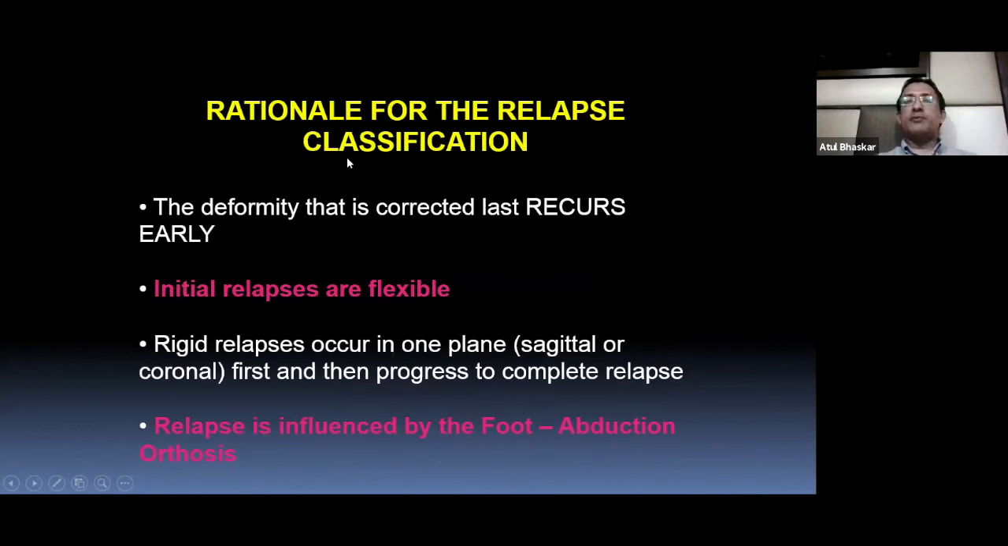Now coming to relapse, which is the way the child will present to you. Remember one thing: deformity which corrects last recurs first. So equinus, which you correct last, will recur first. Most relapses initially are flexible, and if you get them very early, you can treat them with plasters.